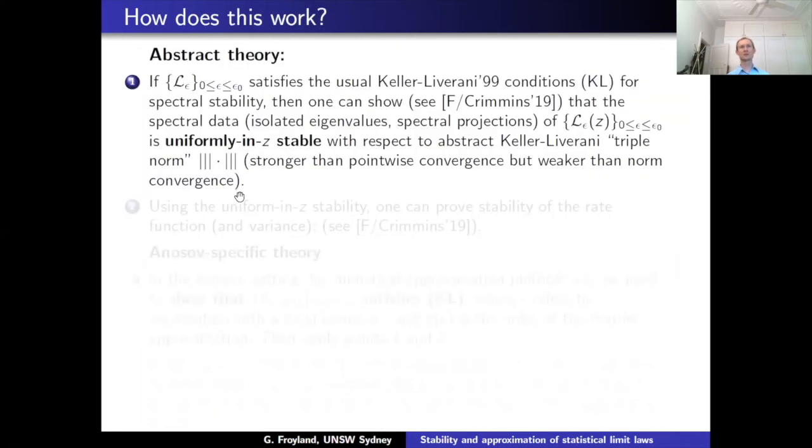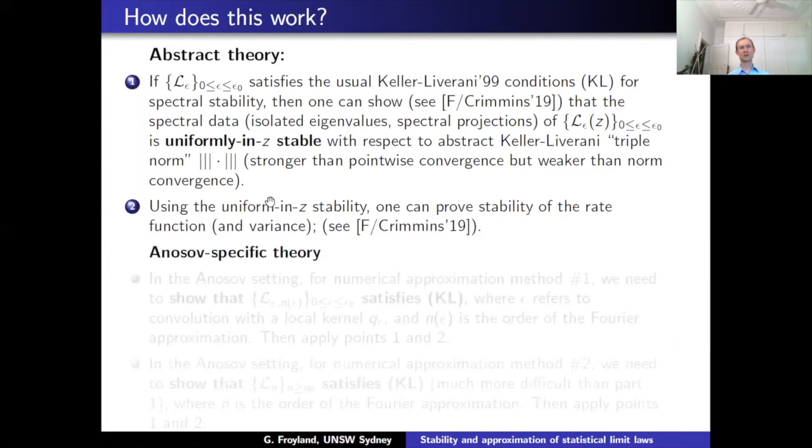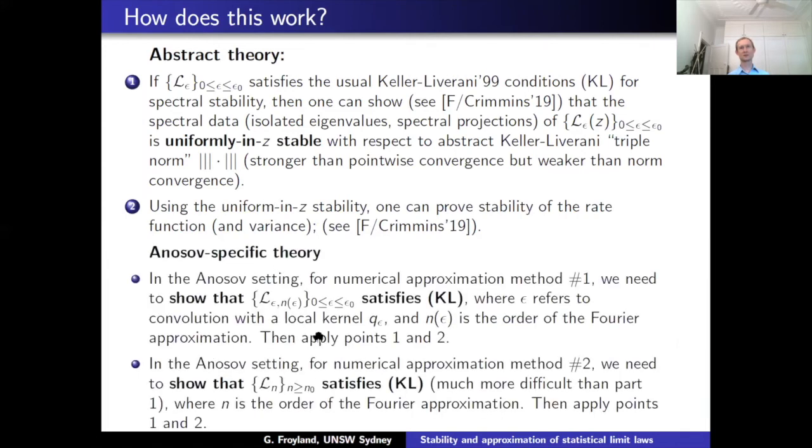And how we prove this, it's the same abstract theory as before. We now have some Anosov specific theories. So essentially all you have to do is check that you satisfy these KL conditions, because now you have a new Banach space and a new type of map, so you have to check these conditions again. But I would say this is a positive for the approach, because you just have to go back and check these conditions which have nothing to do with twists. So these are all untwisted.